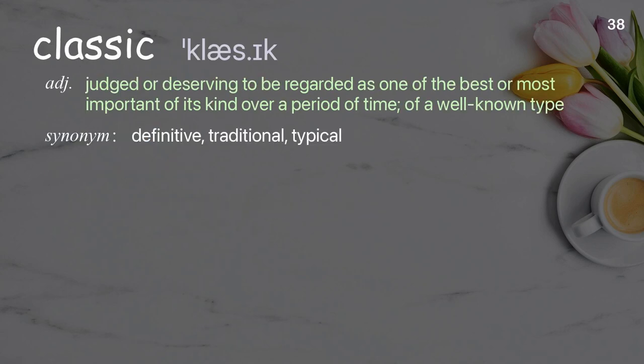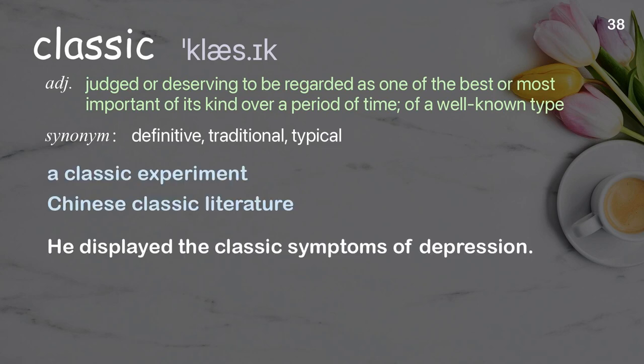Classic: judged or deserving to be regarded as one of the best or most important of its kind over a period of time, of a well-known type. Examples: a classic experiment, Chinese classic literature. He displayed the classic symptoms of depression.